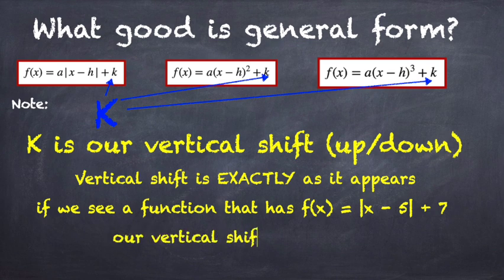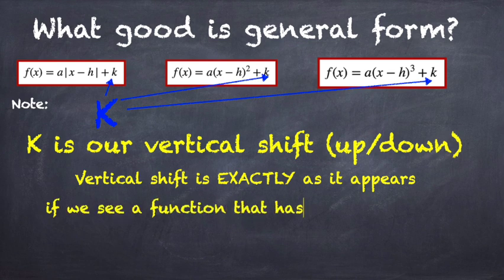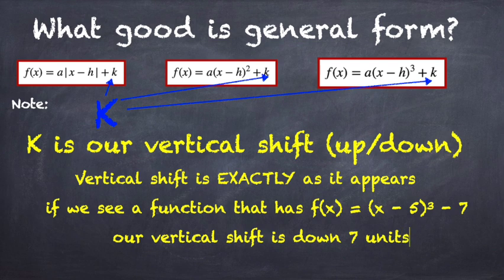That is what is so cool. It doesn't matter if I go up 7 units. It also doesn't matter if I see something and I'm going to go down 7 units. That minus 7 is tacked on the back, so I'm going to go down 7 units. That's what's so cool about it, okay?